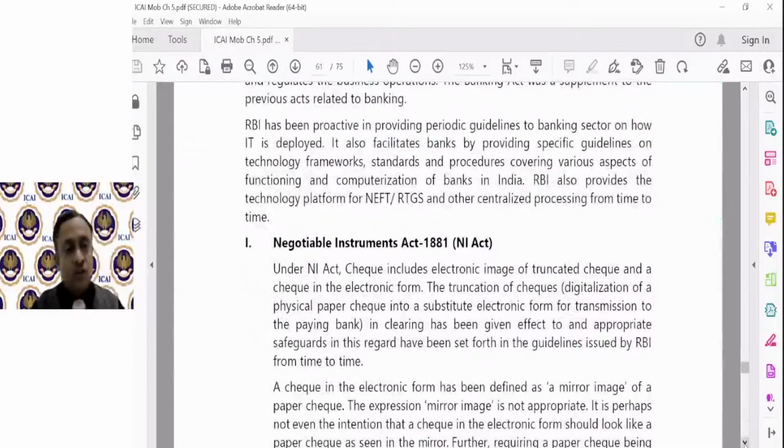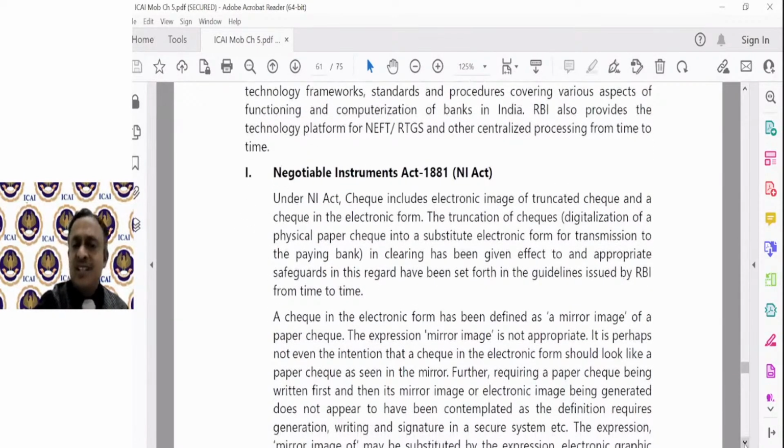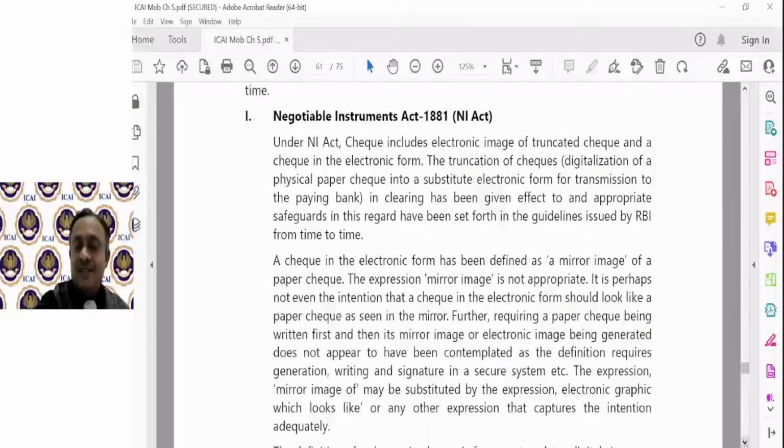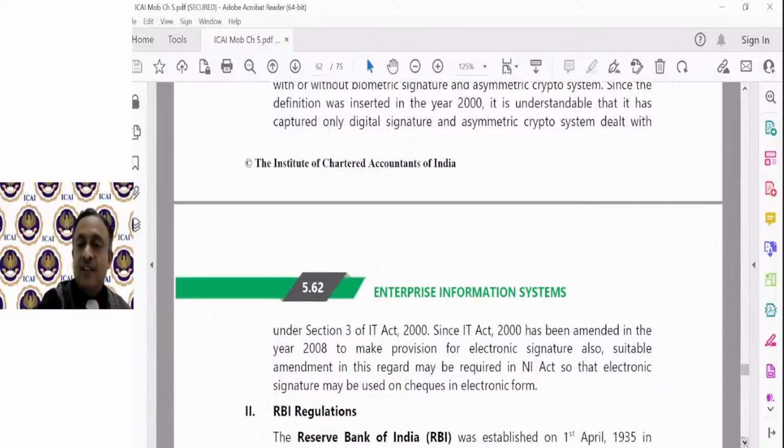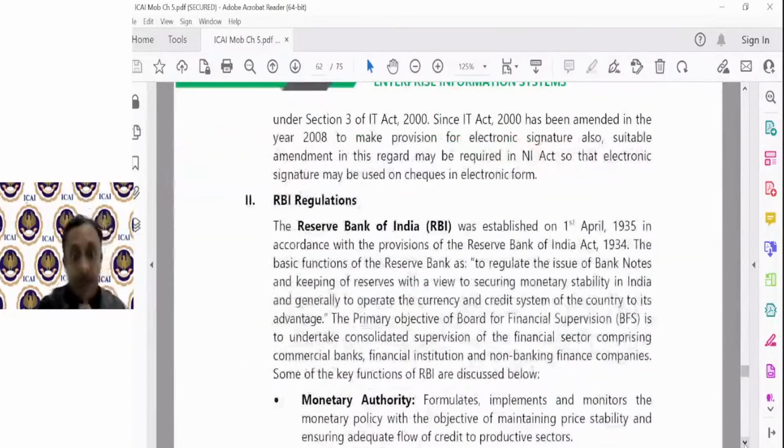Then the Negotiable Instruments Act. So this whole idea about electronic transactions. This Information Technology Act has objectives, and those objectives have led to amendments to the Negotiable Instruments Act also. So just keep a tag of the changes brought to this act. Then Reserve Bank of India regulations, which govern all banks in India.